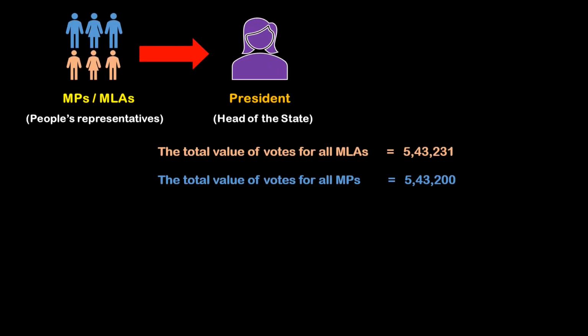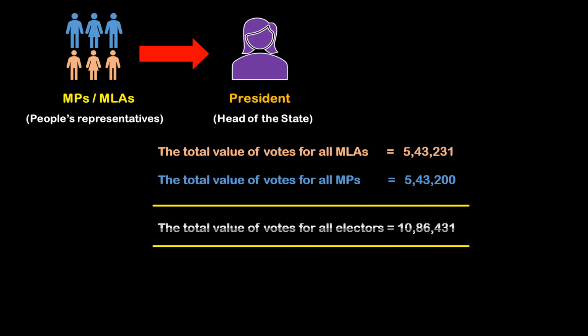Adding the total value of votes of all MLAs and MPs in the country, we get the total value of votes of all the electors to be over 10.8 lakhs. This number represents the total electoral college votes if there is a 100% turnout, none of the seats is vacant, and all votes are valid votes. But in reality, this number is lesser due to vacancy, absence, blank and invalid votes.